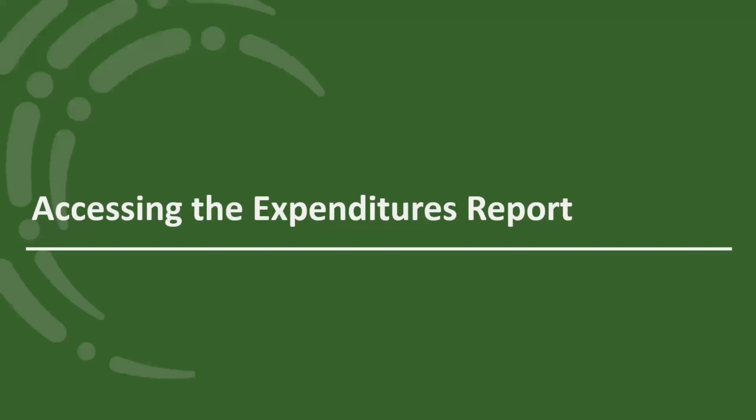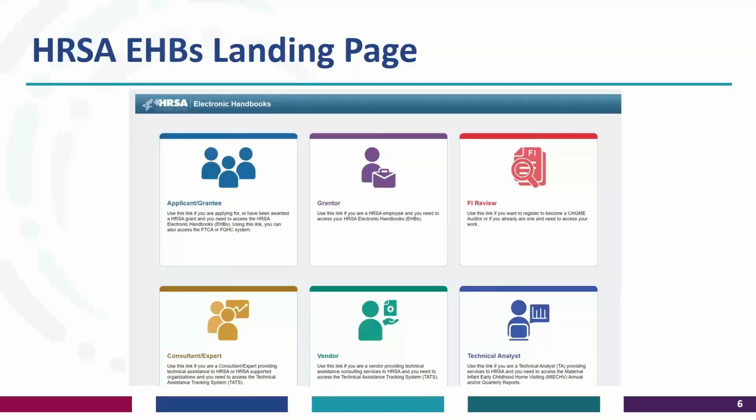So let's now move on to reviewing how to access the expenditures report. Please note that these steps are the same for both the Part B and Part B supplemental expenditures reports. So recipients will first need to log into the HRSA electronic handbooks, also known as the EHBs. On this slide, we are at the EHB's landing page on the grants.hrsa.gov website, where you will see a list of login links. Go ahead and click on the applicant grantee box at the top left of the screen.